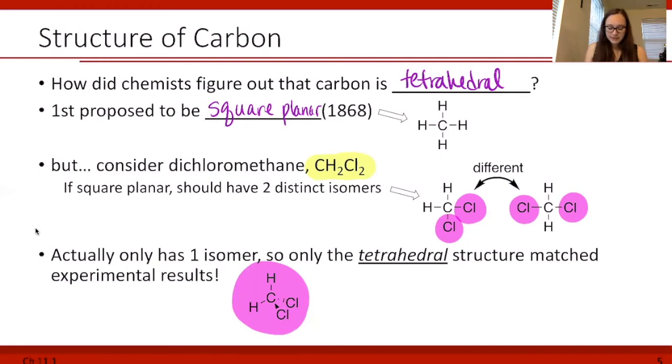So we know that it's tetrahedral because no matter how you arrange these atoms around this carbon, it's always going to be the same arrangement. You can switch things around, but there's always going to be 2 chlorines kind of near each other and 2 hydrogens kind of near each other. So because we only had 1 set of data from there, we know that it's tetrahedral.